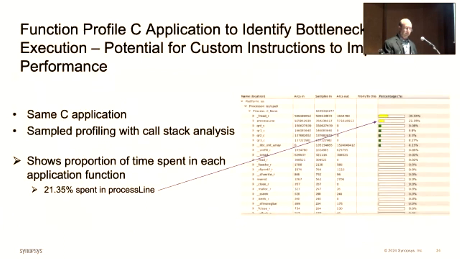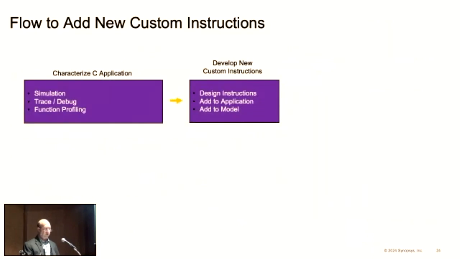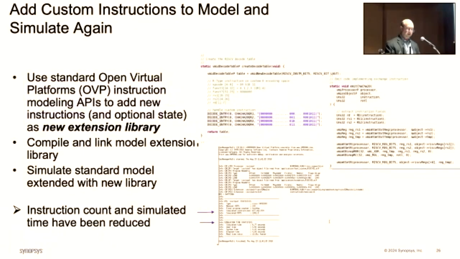We also run profiling tools, so function profiling to identify bottlenecks in execution. And we've got a nice report here, and we can see that in this process line function, 21.35% of the execution time was spent in this one function. And so we'd like to reduce that bottleneck. So now we're going to develop the new custom instructions, add them to the application, add them to the model, and simulate again. So we go and do this.